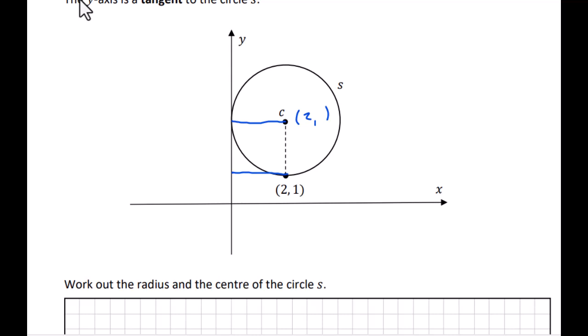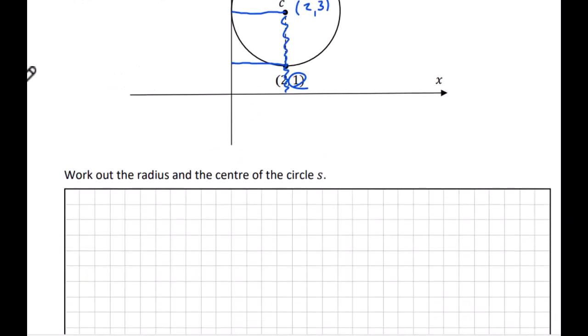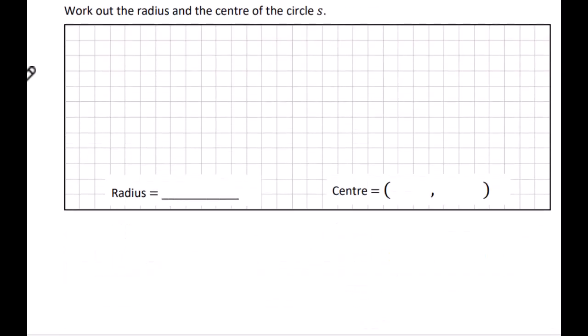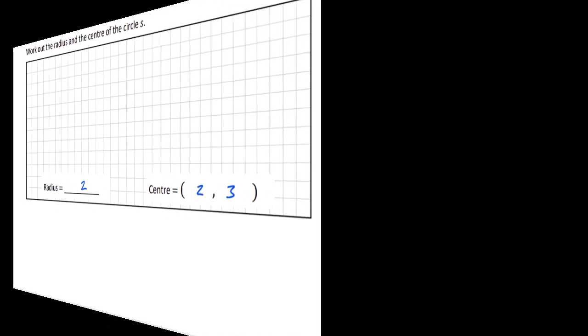Now what about the y value? Well, the y value is going to be the distance from here to here. And what distance is that? Well, it's going to be 2 anyway. It's 2 from there to there, and we can see that it's going to be 1 from here to here. So the distance on the y-axis is going to be 3. The center is (2, 3), and the radius is 2. And that's it for this question. Okay, let's move on to the next question.